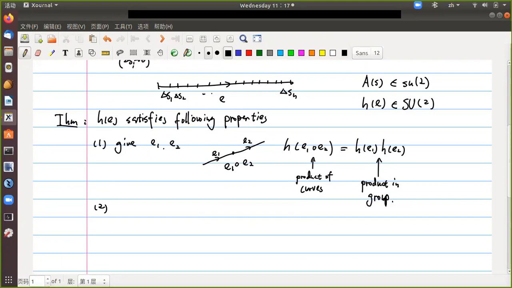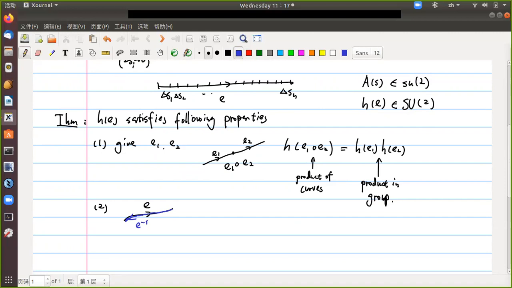And the second property is that holonomy also transforms covariantly if you reverse the direction of the curve. Namely, suppose you have a curve E, oriented in one direction. However, if you reverse this direction, it is the same curve, but now you can view this as a new curve.